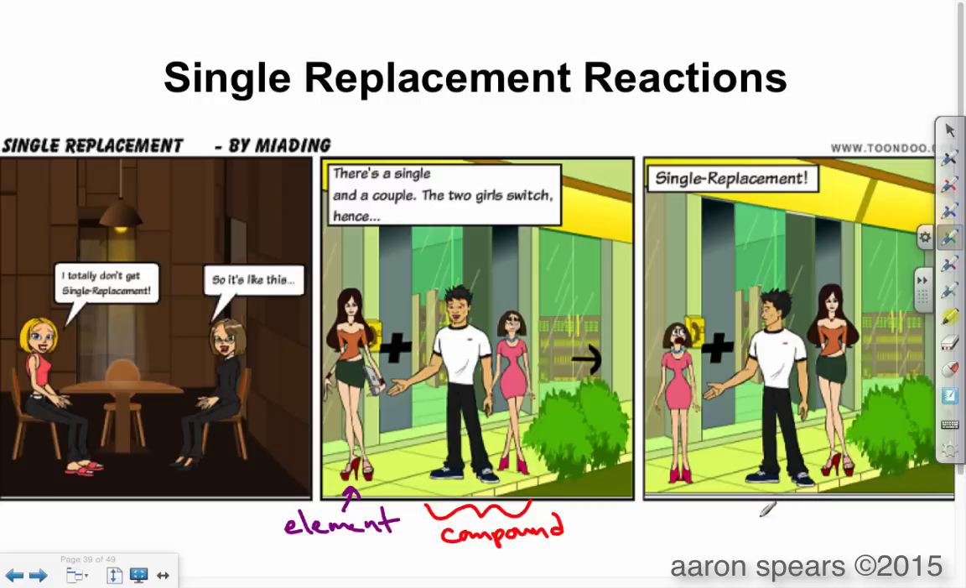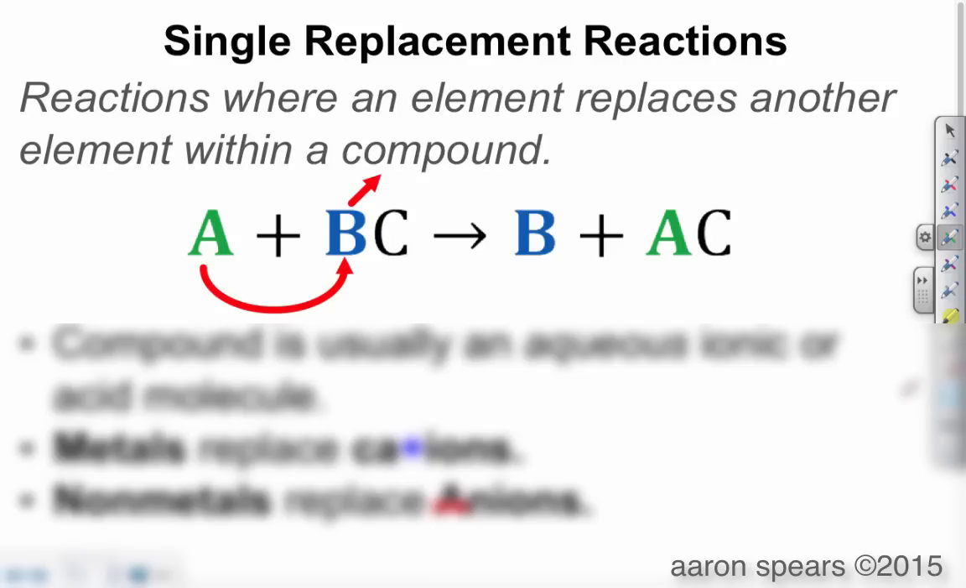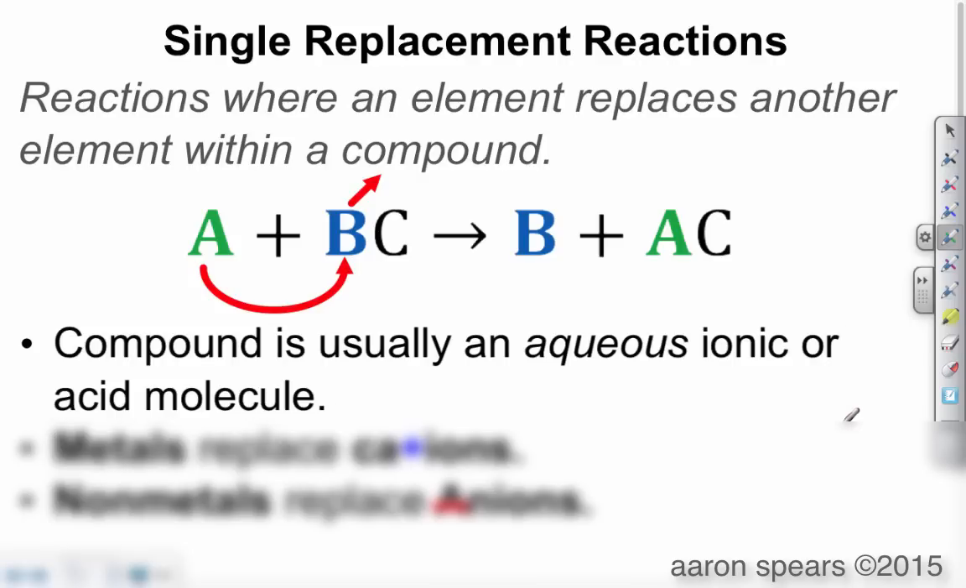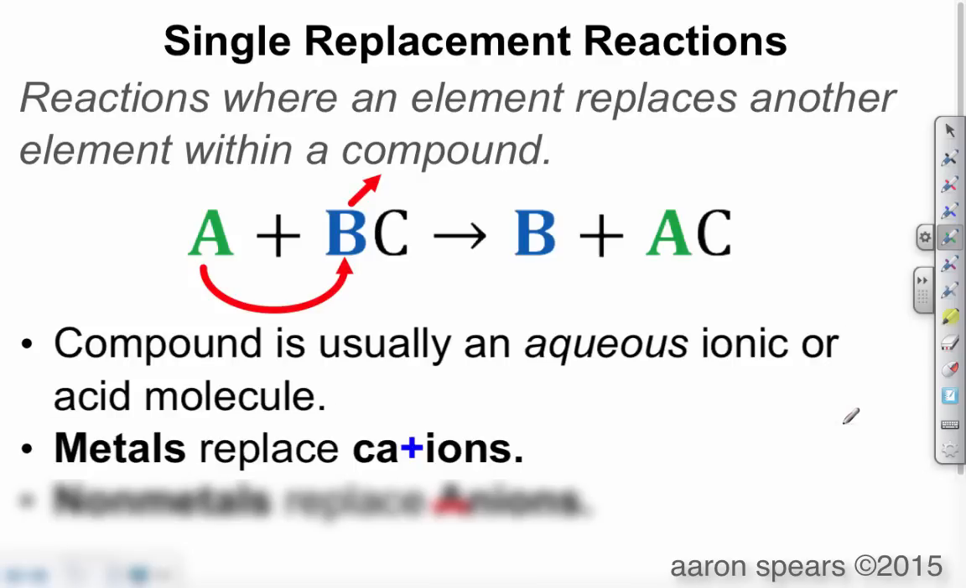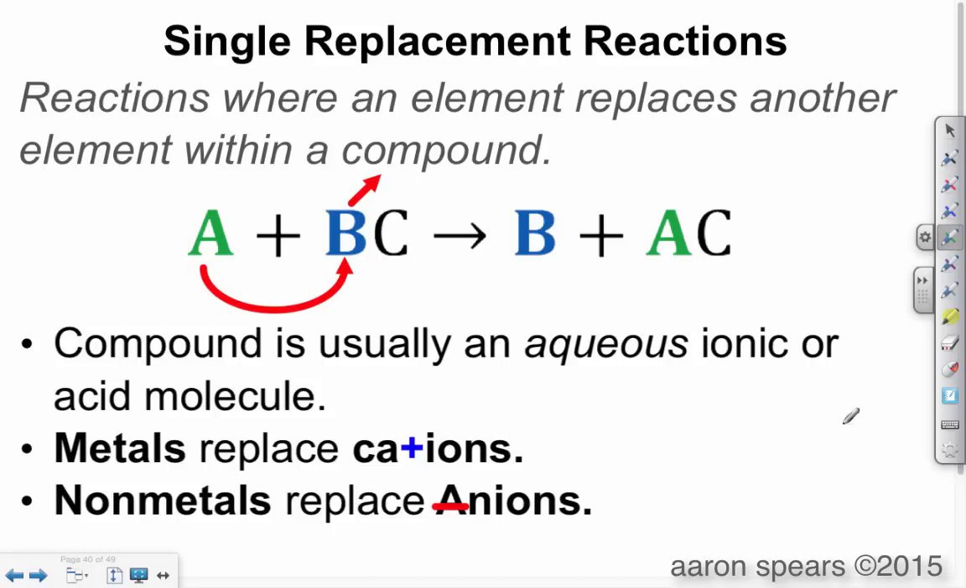As is the case with all single replacement reactions, you start off with an element and a compound, and after the reaction is complete and one element is replaced, you also end up with an element and a compound. Now, to aid us later when we're writing balanced chemical equations of these types of reactions, let's review a few characteristics of single replacement reactions. First off, the compound in these reactions is usually an aqueous ionic or acid molecule. Also, metal elements replace cations in the compound, whereas nonmetal elements replace the anions in those compounds.